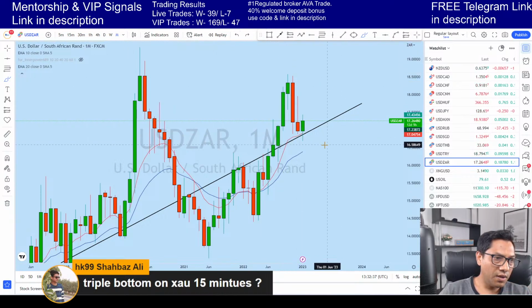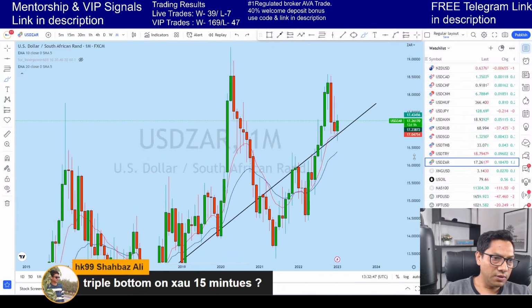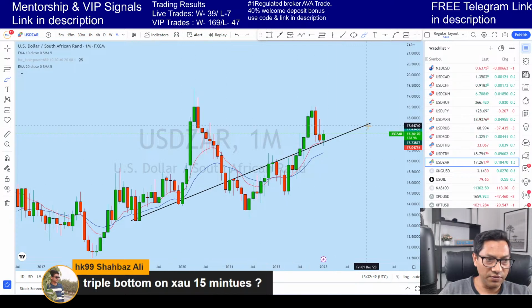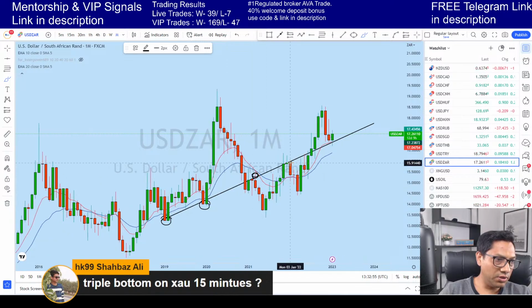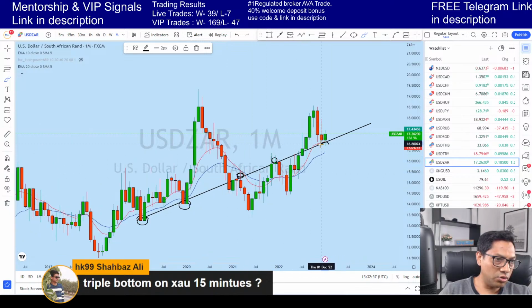Now you can see that this is a strongly bullish market, and the price action is very nicely organized. There is a support here, resistance here, and also turning support.